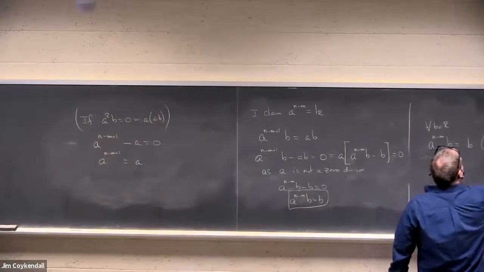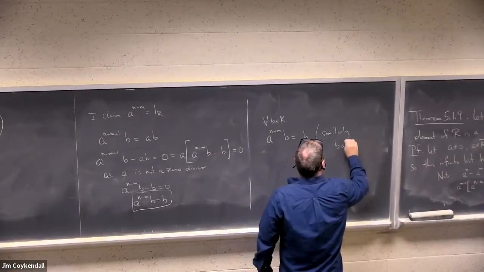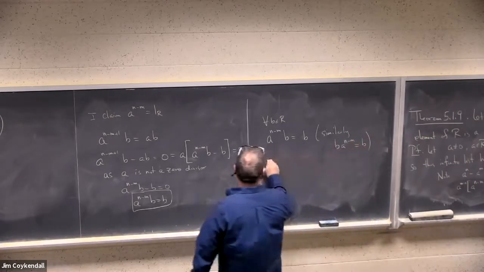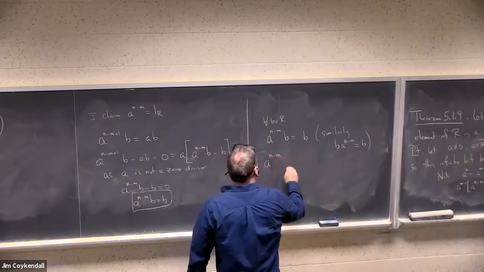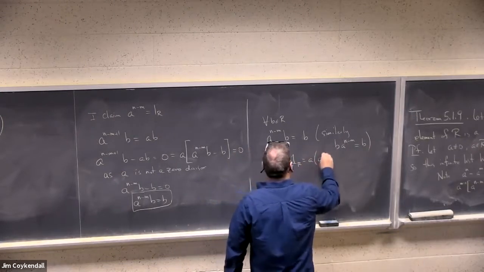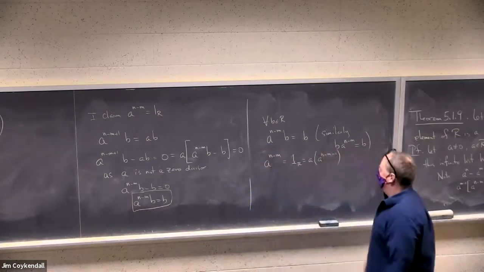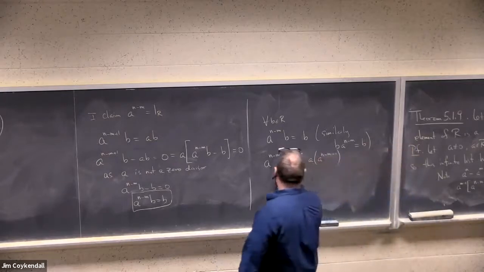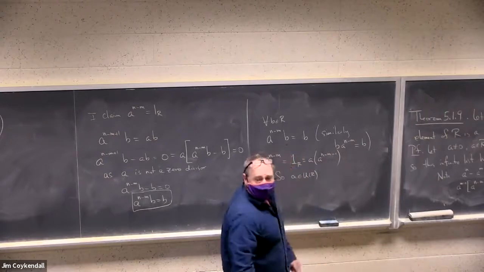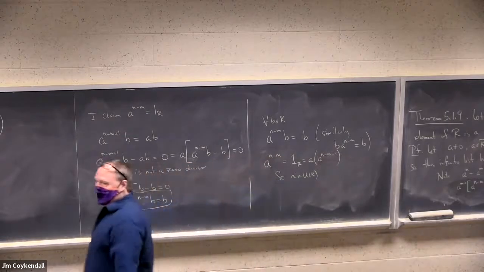Similarly, B times A to the n minus m equals B. So that proves it's an identity, and A is a unit. It has to be. Any questions?